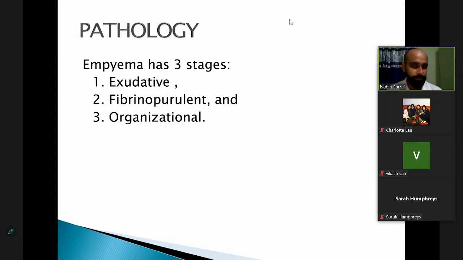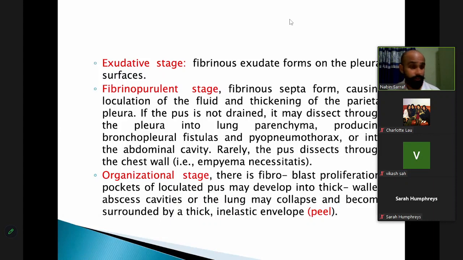Talking about the pathology of this disease, empyema has 3 stages: the exudative phase, the fibrinopurulent stage, and the organizational stage. In the exudative stage, first, the exudates or effusions form in the pleural space, and in the fibrinopurulent stage, fibrinous septa form, causing loculations of the fluid and thickening of the parietal pleura. If the pus is not drained in time, or if it is not resolved by treatment, then it may dissect through the pleura into the lung parenchyma, or produce a bronchopleural fistula or pyothorax, and sometimes it also dissects through the chest wall, which can lead to empyema necessitatis.